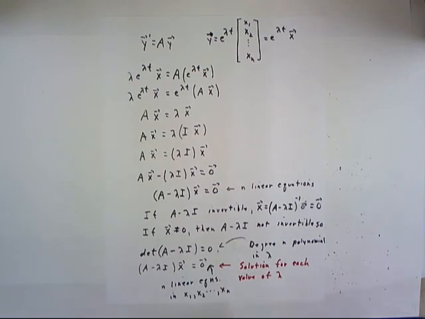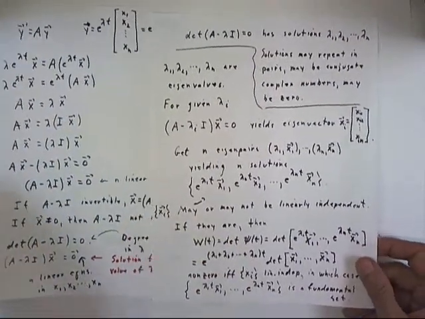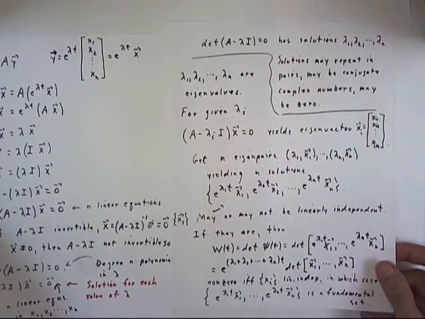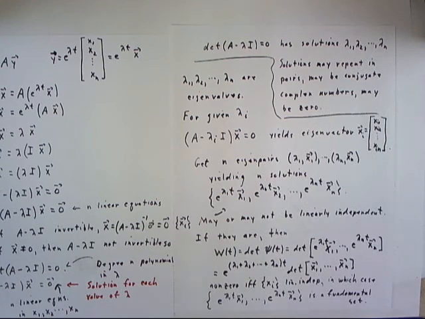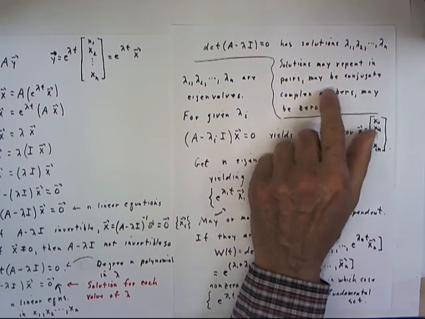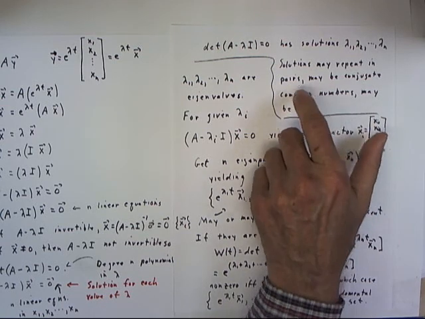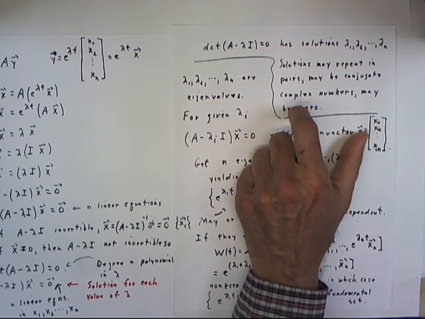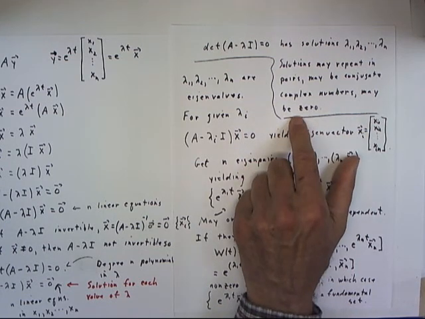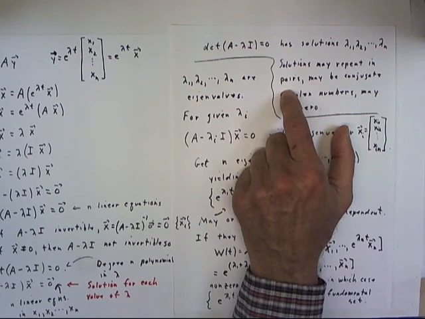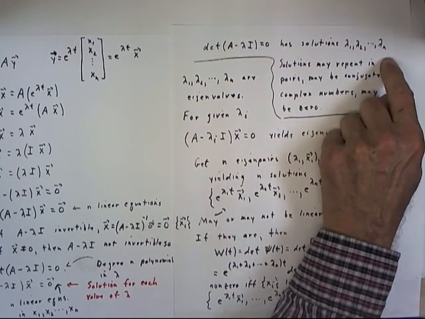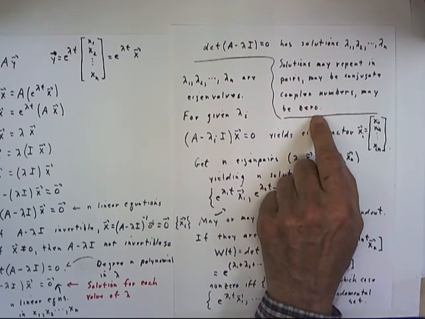We can represent those n solutions to the polynomial as lambda 1, lambda 2, etc. up through lambda n. And I've said it before, but let's see it in writing, that solutions can repeat in pairs. They may be conjugate complex numbers. They may be zero. And I haven't written it here, but they can repeat in threes or fours or any number of repetitions up to n, depending on the original equation.